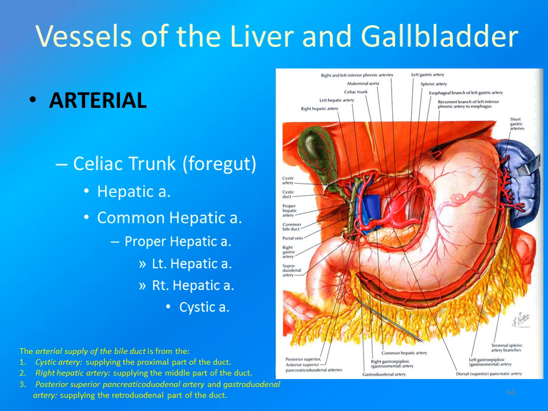Because the liver and gallbladder are viscera of the foregut, they are supplied by the celiac trunk. The celiac trunk is seen here, and it gives rise to the splenic artery as well as a common hepatic artery. The common hepatic will divide into the proper, and the proper will give rise to left and right hepatic arteries, and usually the cystic artery arises from the right hepatic artery, although this can be considerably variable.